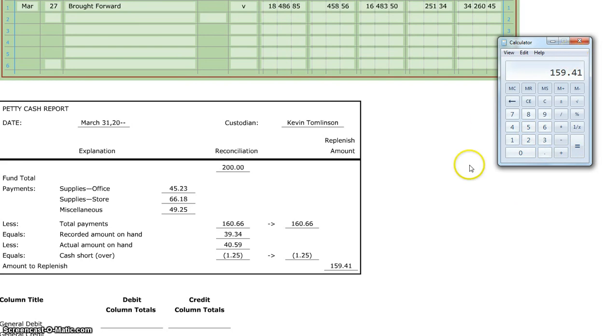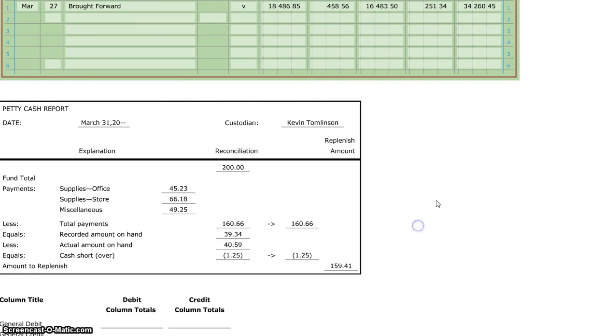Okay? So now, in this same exact transaction here, if for some reason these two numbers were different, let's say that this right here was $38, okay?